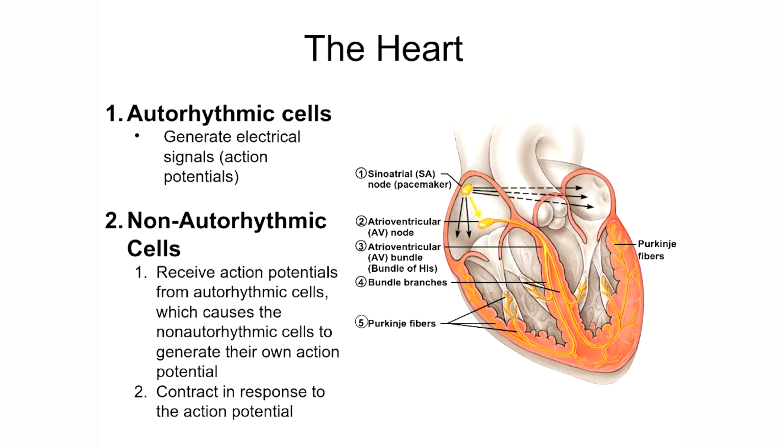What we're going to focus on today are the other cells, the 99% of cells that make up the heart muscle. So these are known as non-autorhythmic cells, and as their name implies, they do not have a self-rhythm. So they don't generate action potentials, they don't generate electrical signals. Their role instead is just to contract. So they receive those electrical signals from the autorhythmic cells, and these non-autorhythmic cells are going to contract in response to them.